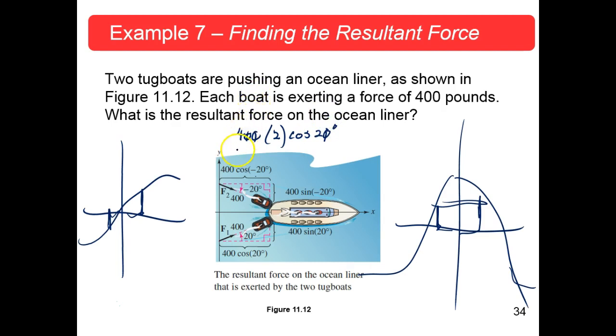And the sine, on the other hand, since those are opposite from each other, the sine of minus 20 is opposite the sine of 20, so these two cancel out. This is going to be a negative value, this is going to be a positive value. They're exactly the same size, but in opposite directions, so they cancel out. You can see that in the graph. One's up, one's down, they add to 0. So the resultant force on the ocean liner would be 800 times the cosine of 20 degrees. Somebody can punch that in a calculator and see what you get.